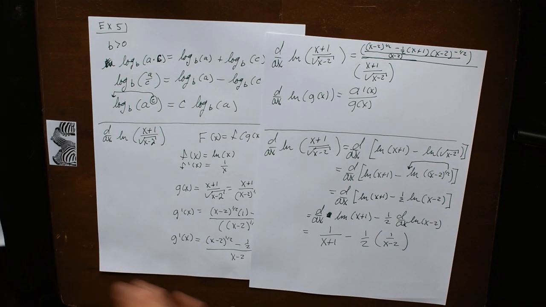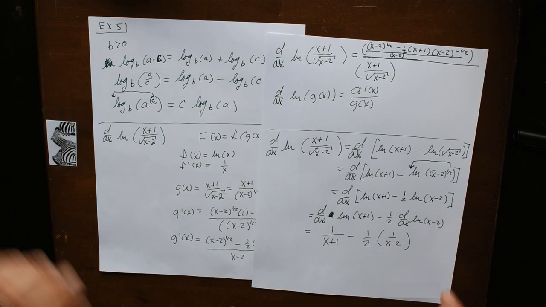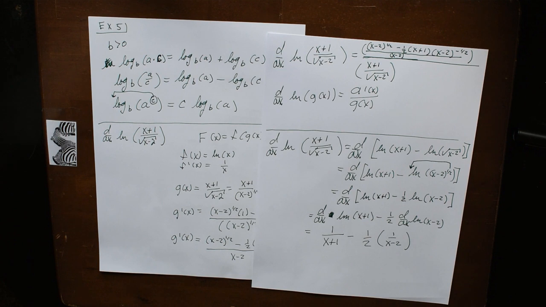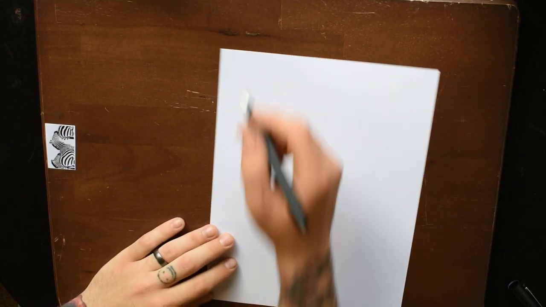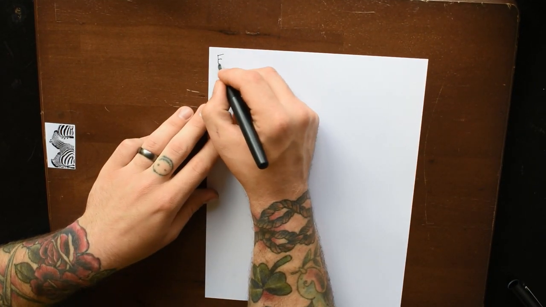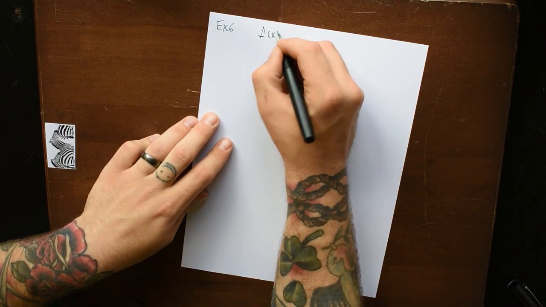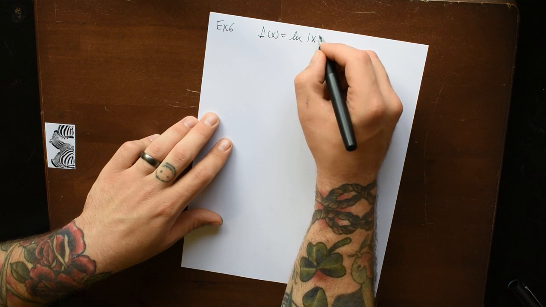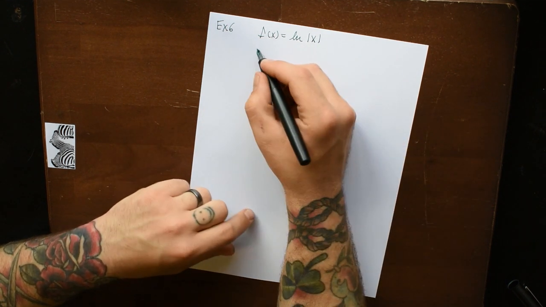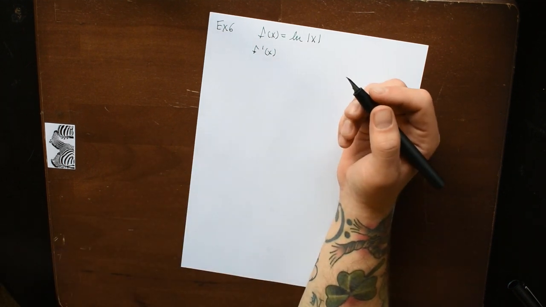Let's see. That's right. So, example 6. Perfect. We have f of x being equal to the natural log of the absolute value of x, and we want to calculate the derivative of f of x.